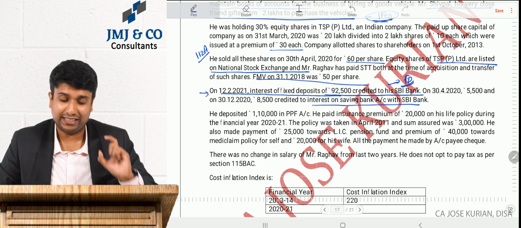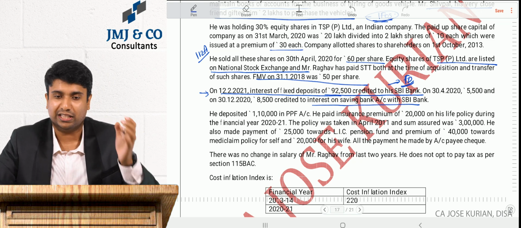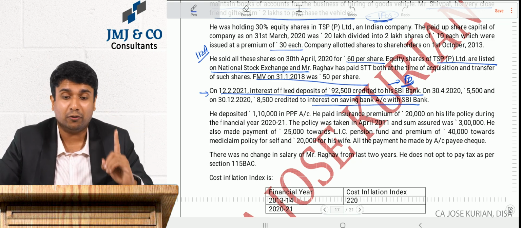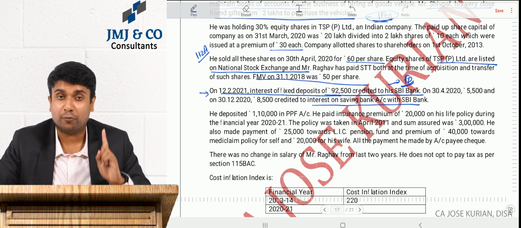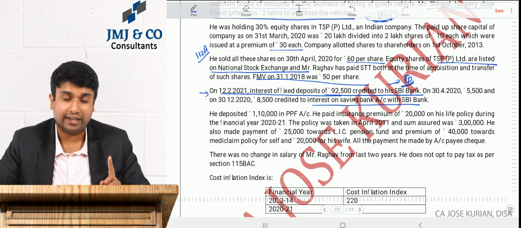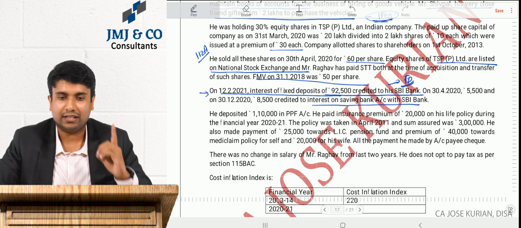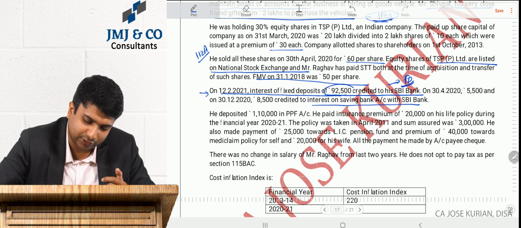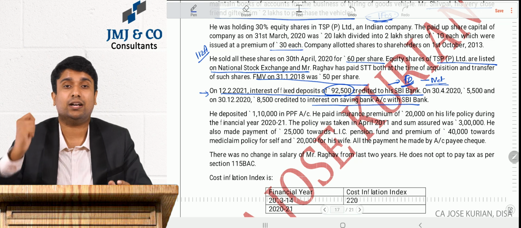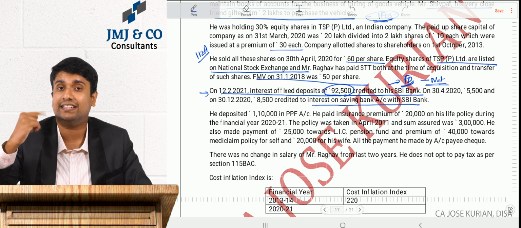Alright, if that fixed deposit interest is more than 50,000 rupees, if you have a time deposit with a banking company, and if the interest amount is more than 50,000, then there will be a TDS impact. Hope you remember. Interest other than interest on securities, 194A. So this particular point has a TDS impact. After deducting TDS, this 92,500 is obviously net. Because if that interest amount is more than 50,000 rupees in a financial year, TDS is required to be deducted under 194A, interest other than interest on securities.